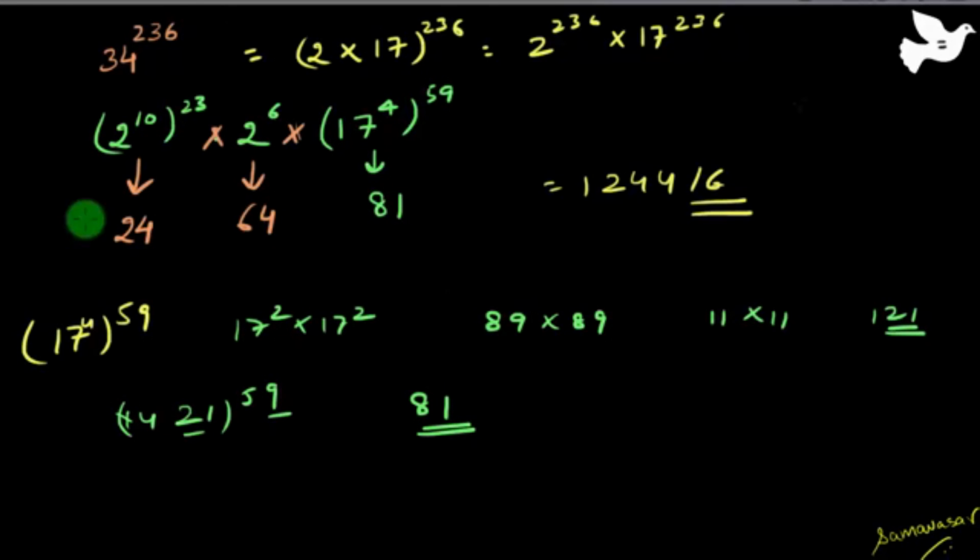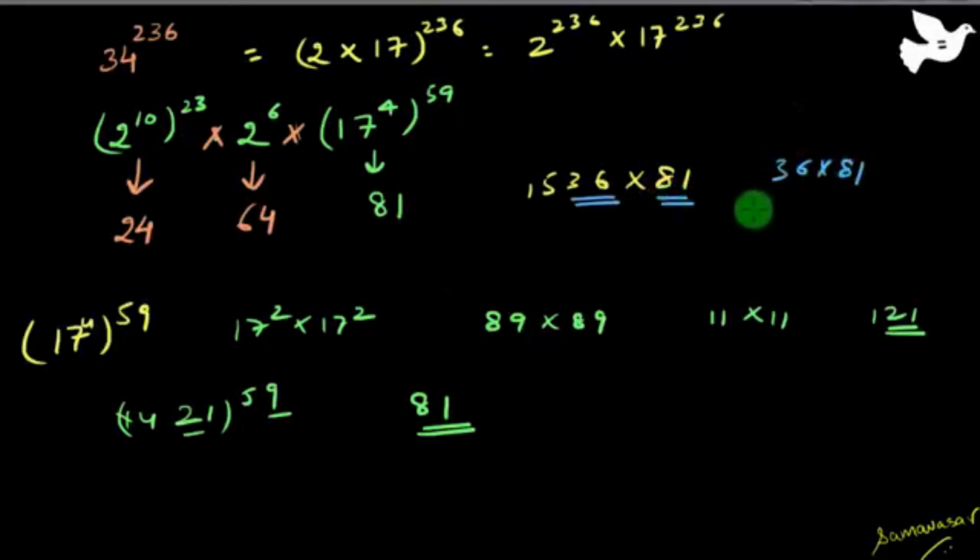Now again, let me forget about this product here. So this is what I have, 24 into 64 into 81. Now you do 24 into 64. 24 into 64 is 1536. Into 81, I need to find out the last two digits. Again, I don't need to multiply the whole thing. Just take the last two digits of this and last two digits of this. So I just need 36 into 81, and this product is equal to 2916. So my last two digits are 16. So this is how you need to do it quickly.